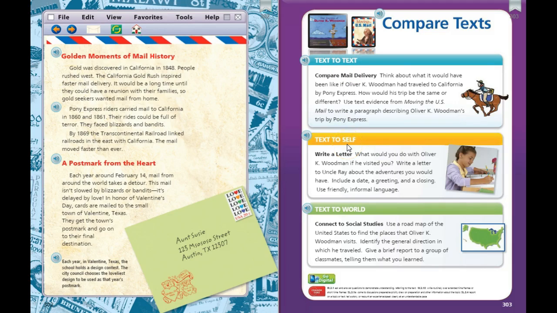In text to self, you're going to write a letter to Uncle Ray about the adventures you would have if Oliver visited you. And then the text to world is to use a map to find the places that Oliver visited and to identify the general direction in which he traveled. And then give a brief report to your learning adult about what you have learned. So you're going to complete one of these connections and share it with your learning adult.